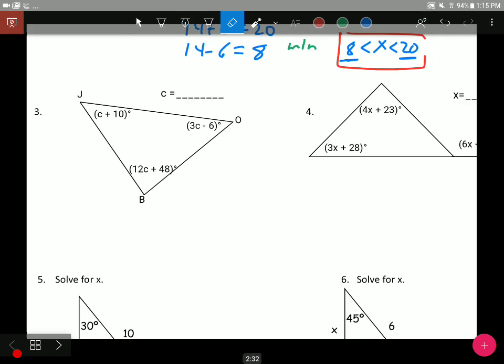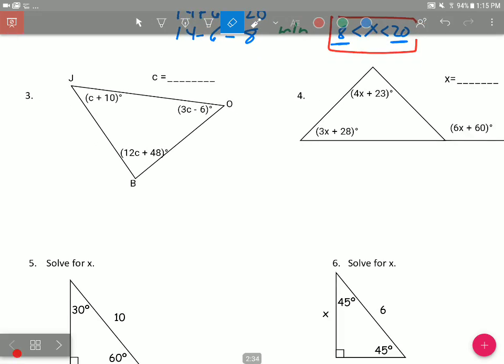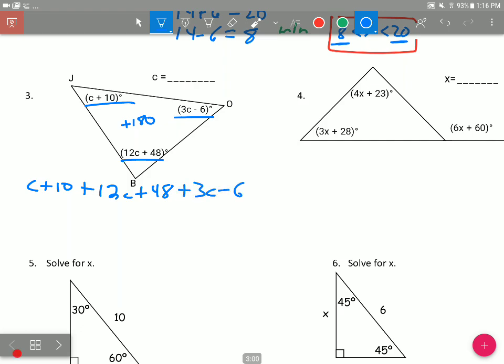I take it this is just solve for C. Yep, that's what it's got to be. It doesn't really say it, but that's what it is. Okay, so remember, three angles in a triangle add up to 180. So we'll take C plus 10, plus 12C plus 48, plus 3C minus 6 equals 180.